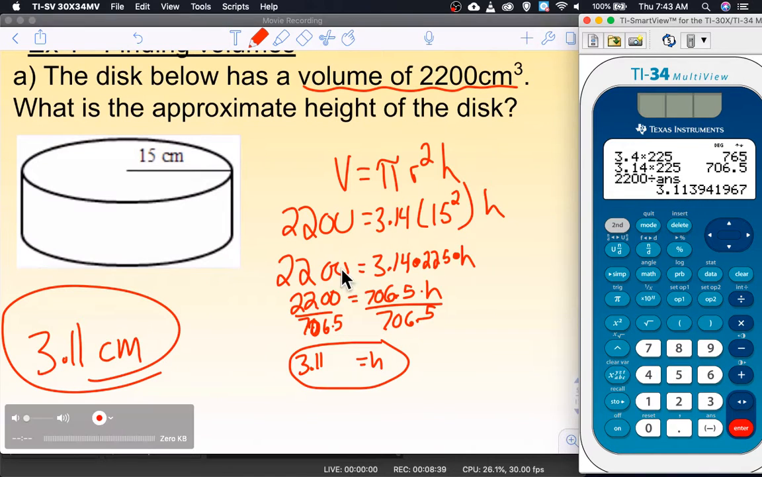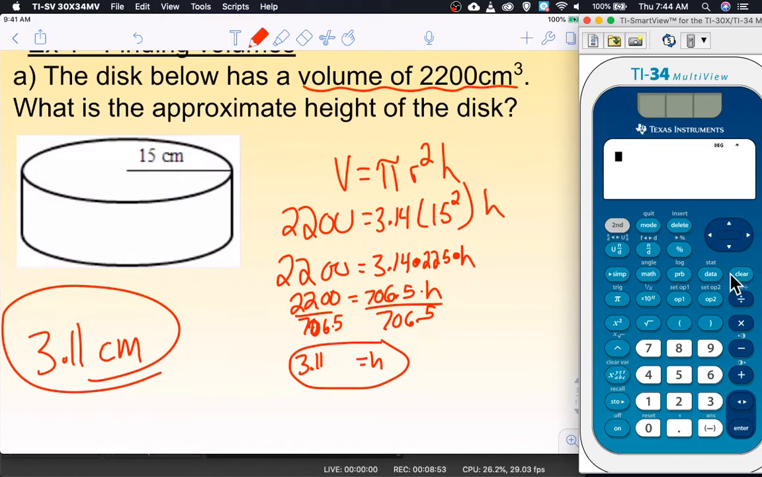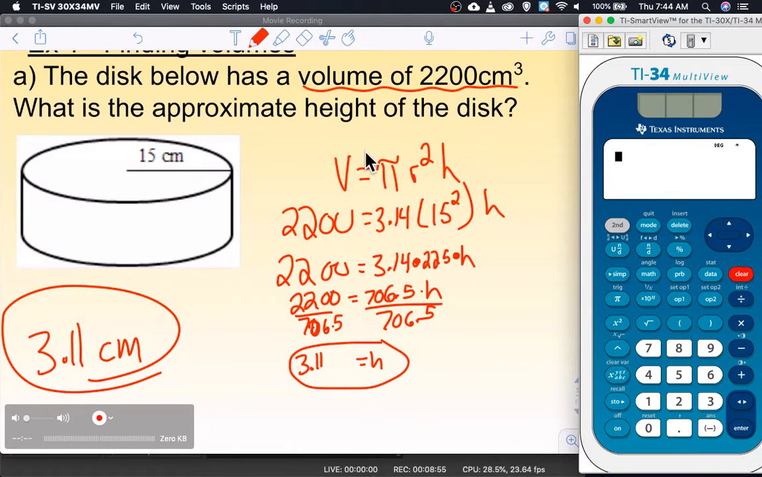And you could always double check your answer, because now you know the height and the radius. If you take these numbers and plug them back into this formula, we should get a volume of about 2,200. So check this out. I'm actually going to do that. I'm going to use the pi button. So I'm going to type in this, but using the numbers.